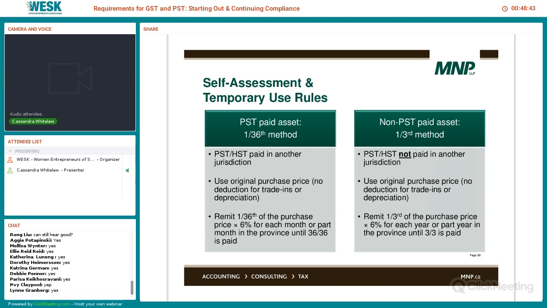If you're only going to bring an asset into a province temporarily, then there's a different method to calculate it, and it'll depend on whether PST is paid in a different jurisdiction or not. If PST has been paid in another jurisdiction, each month you remit 6% times 1/36 of the purchase price. There's no deduction for trade-ins or depreciation, and you do this until you've done it 36 times, so until the entire amount of tax has been paid. If PST has not been paid in another jurisdiction, it's fairly similar, only you remit 1/3 of the purchase price times the tax rate for each year or part year until 3/3 of the tax is paid.